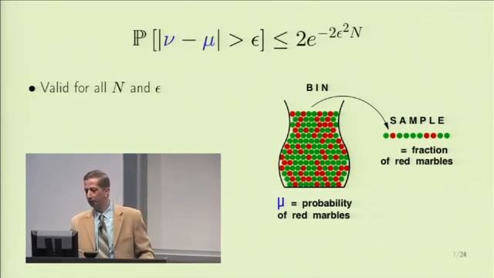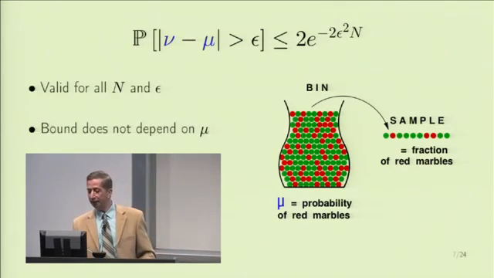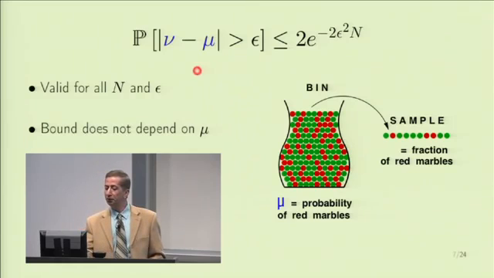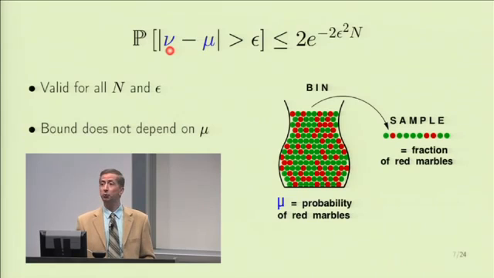Now, one observation here is that if you look at the left-hand side, we are computing this probability. This probability patently depends on mu. Mu appears explicitly in it, and also mu affects the probability distribution of nu. Nu is the sample frequency in the n marbles you picked. That's a very simple binomial distribution. You can find the probability that nu equals anything based on the value of mu. So the probability that this quantity, which depends on mu, exceeds epsilon, the probability itself does depend on mu.